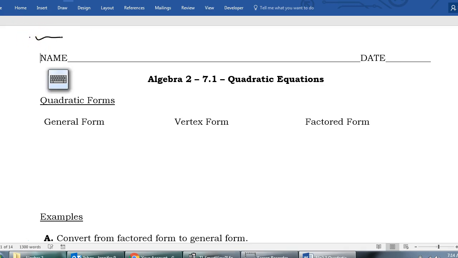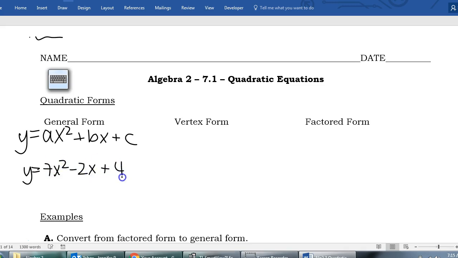So, the first one is general form. That would be anything of the form y equals ax squared plus bx plus c. An example of that would be y equals 7x squared minus 2x plus 4, or y equals 3x squared minus 6.